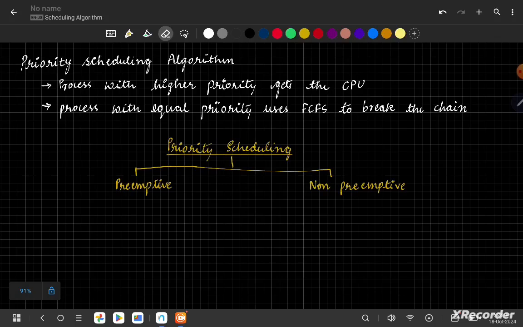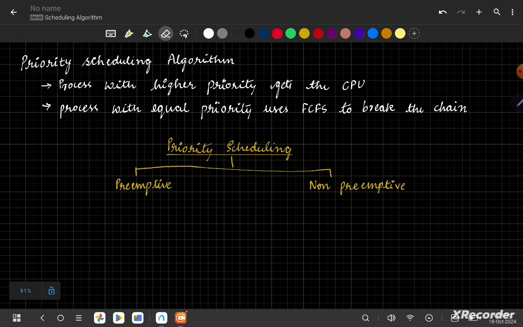Hello, we'll be seeing the third scheduling algorithm in CPU scheduling, that is priority scheduling algorithm. In shortest job first and first come first serve, we saw the burst time. Whichever had the shortest burst time, we gave the CPU to that in shortest job first. In first come first serve, whichever process arrived to the ready queue first, we gave that process the opportunity to use the CPU first.